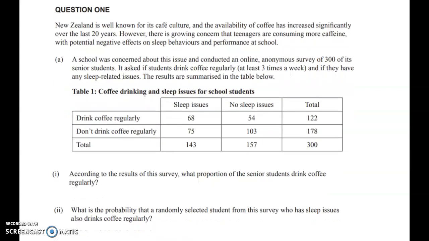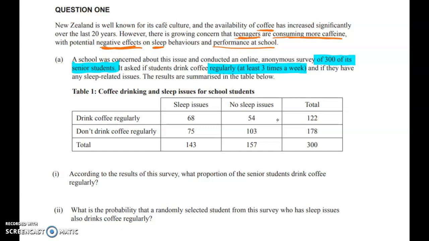As usual, there's quite a lot to read here, and I'm going to go through that pretty slowly. So New Zealand is well known for its cafe culture, and the availability of coffee has increased significantly over the last 20 years. However, there's growing concern that teenagers are consuming more caffeine, with potential negative effects on sleep behaviours and performance at school. Okay, a school was concerned about this issue and conducted an online anonymous survey of 300 of its senior students. And it asked if students drink coffee regularly, at least 3 times a week, and if they have any sleep-related issues. The results are summarised in the table below.